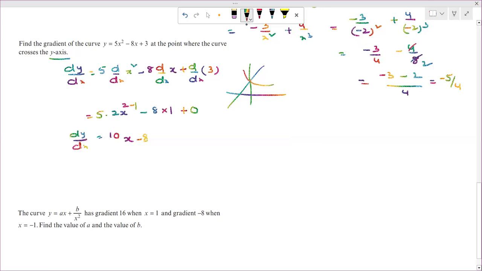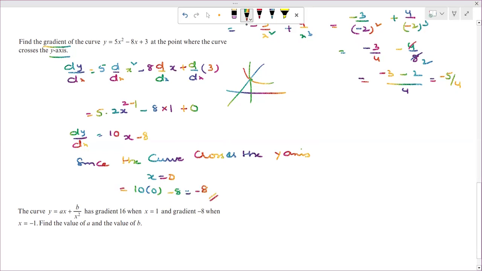Where the curve crosses the y-axis means the x coordinate will be 0. So no need to find the y value also. They're asking us to find the gradient only. Since the curve crosses the y-axis, the x coordinate is 0. So x coordinate 0 means 10 into 0 minus 8, which is minus 8.